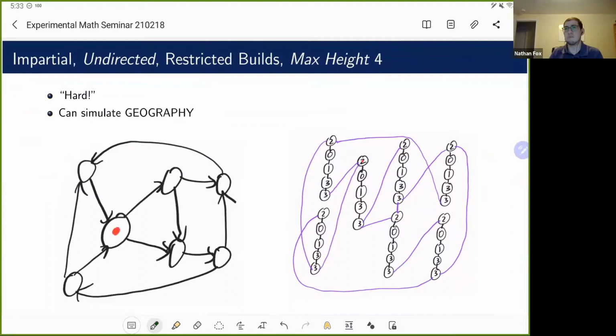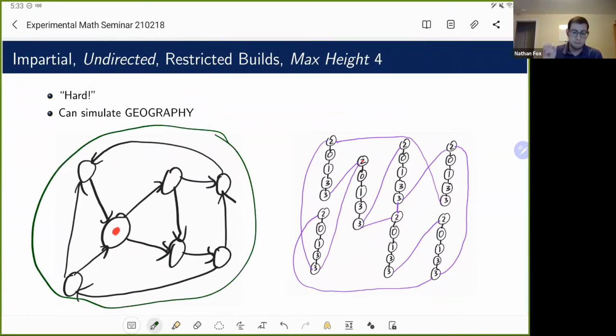And that's because we can simulate geography in this game. The previous reduction we saw was from this TQBF game. But you can also take other games, such as geography, and use them in reductions. You'll notice that every vertex in this graph for this geography game has been replaced by 5 vertices in a path. And the heights on these vertices are 2, 0, 1, 3, 3 in order. I'm going to refer to this as a meta vertex.